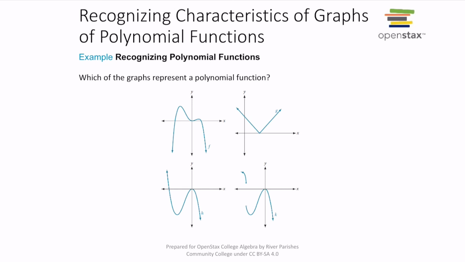So they are asking us which of the functions represents a polynomial function here. Notice that there are no sharp corners. The first thing means that we can eliminate this one, and there should be continuous curves, which means we can eliminate this one. So these two are polynomial functions.